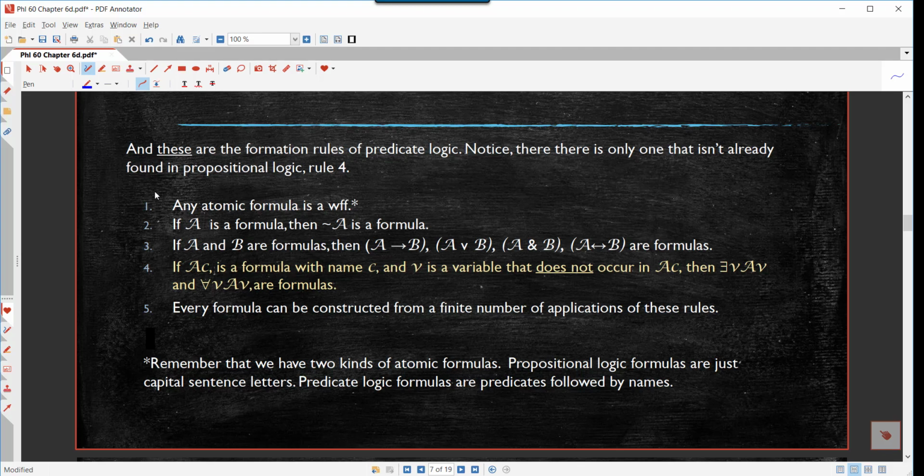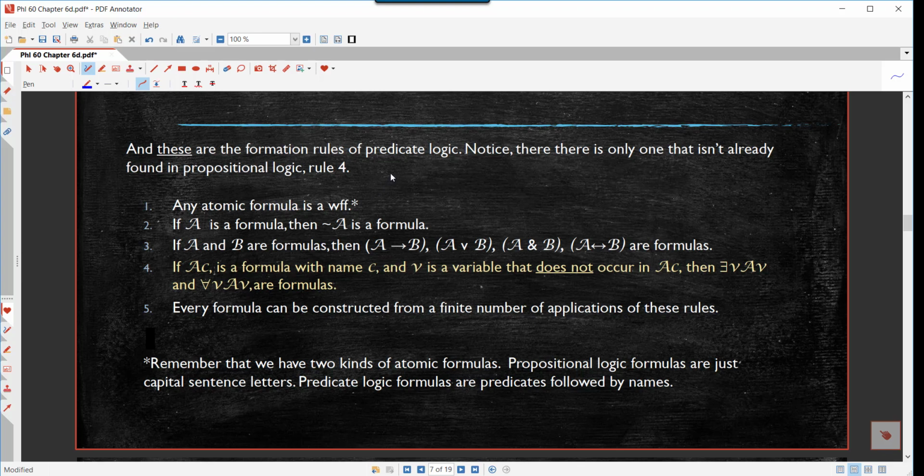And so now we just want to make sure we understand the formation rules. The formation rules haven't actually changed that much. We just add one to it after 3. 5 is just the same as 4 used to be with propositional logic. But what you have to understand is that now, when we look at the first rule, any atomic formula is a wff, we've expanded our notion of what an atomic formula is.